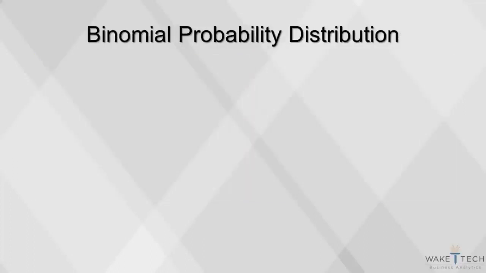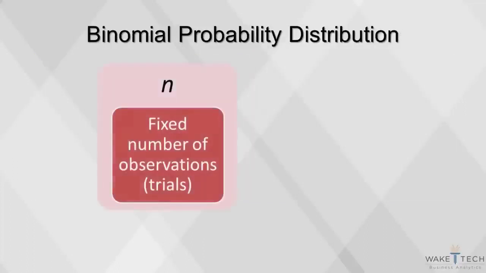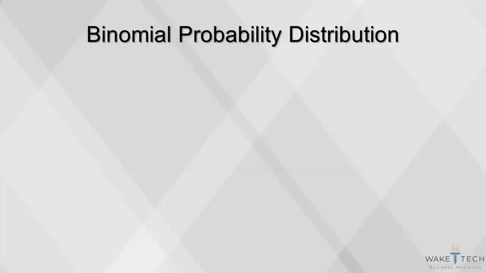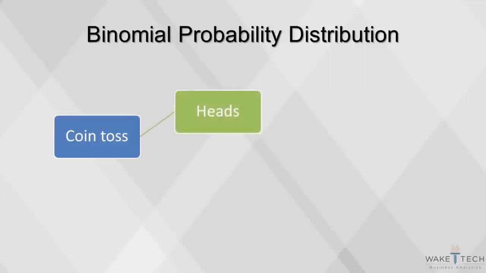A binomial distribution is a discrete distribution that represents the number of successes in n independent trials, each of which has the probability of success p. Each trial has a binary outcome. For example, a coin toss yields either heads or tails. The probability of either observation, heads or tails, is the same each time we toss the coin.